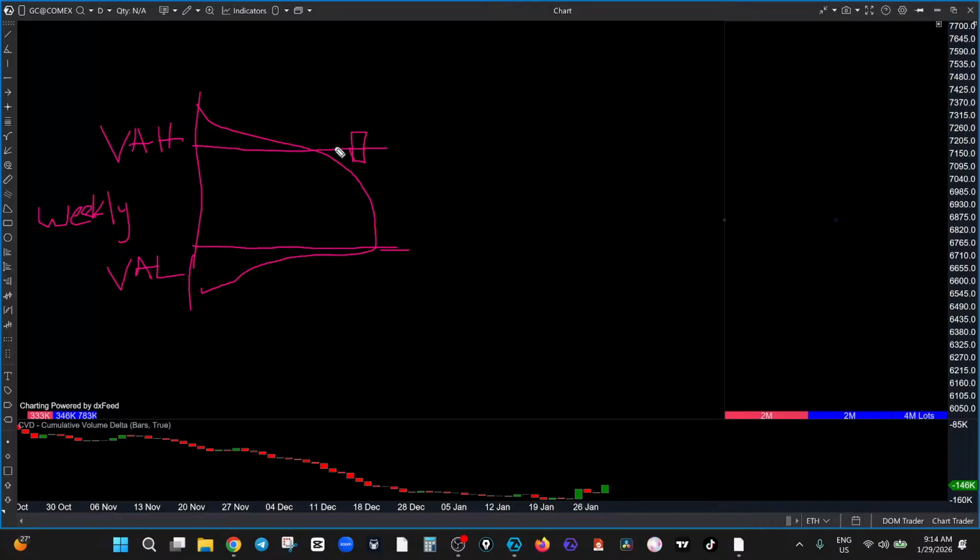Okay, we want to see either the H4 or the daily close above this, either the current weekly or the past. For a bullish profile, we want to see the daily or the H4 break above the weekly volume profile like this. Then we know that we are bullish on that.